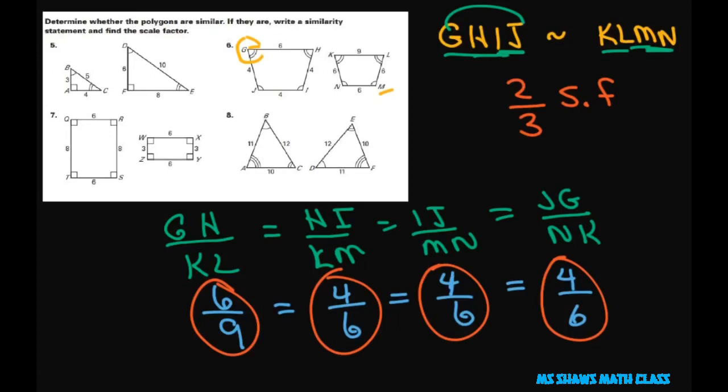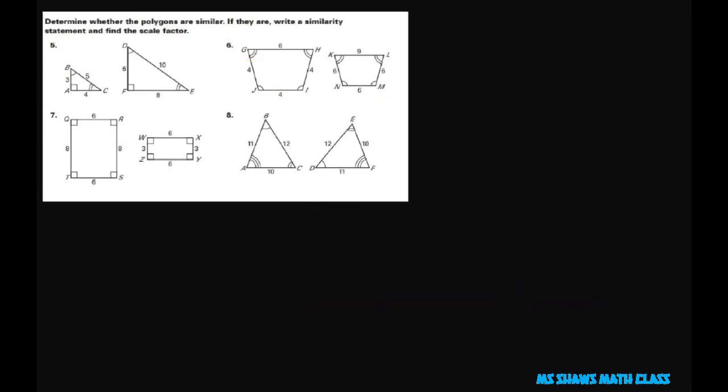All right, let's do the next one. For number 7, these are not similar. They're all right angles. So let's just look at 3 to 6, and if I'm turning this thing around here, does not equal 6 to 8. This is 1/2, and this would be 3/4. So this is not similar.